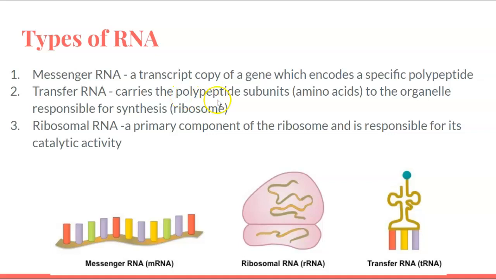tRNA carries the polypeptide subunits, or amino acids, to the ribosome to continue on in making a protein. So mRNA has the template, tRNA brings the amino acids, and then rRNA is just a primary component of the ribosome, and it's responsible for its enzyme activity, its catalytic activity.